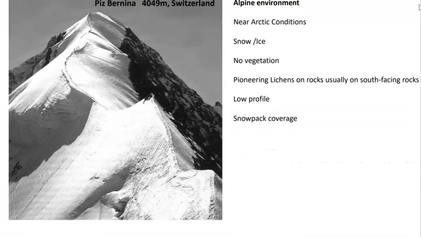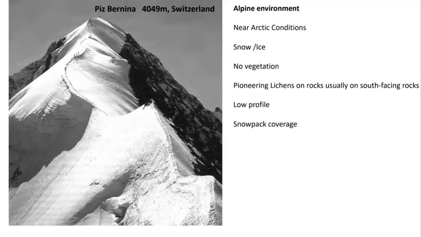So our story begins high in the mountains of the European Alps, in the Swiss Alps, where we have near Arctic conditions, and up there's no vegetation. It's a world of snow and ice and extremely low temperatures. On south-facing rocks, you may get just the slightest of lichens growing, but their growth rates are incredibly slow.